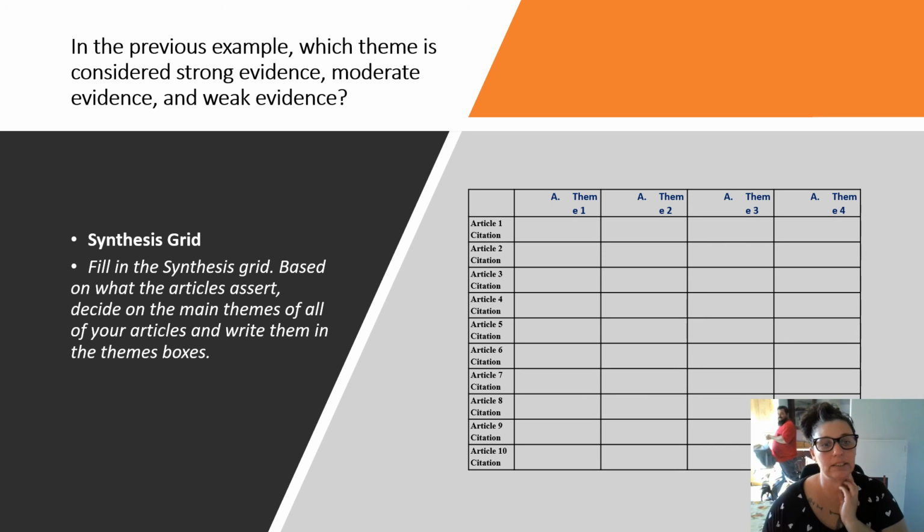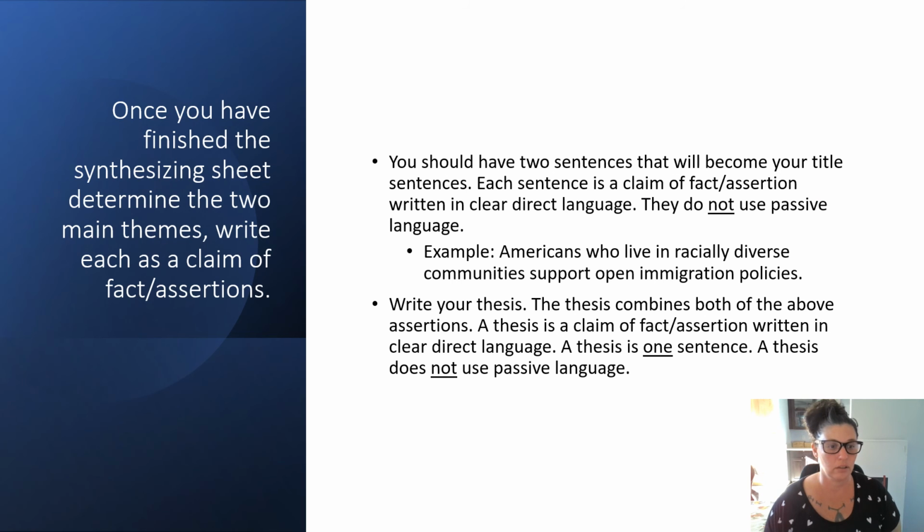So in the previous example, we saw which theme was considered the strongest, right? Strong evidence, moderate evidence, or weak evidence. So you want to fill that in and make those decisions for yourself in your own synthesis grid. Once you finish doing that, you would determine the 2 or 3 themes, write them each as a claim of fact. Do not use passive language, ladies. I'm looking at you. Passive language is friendly, polite language.